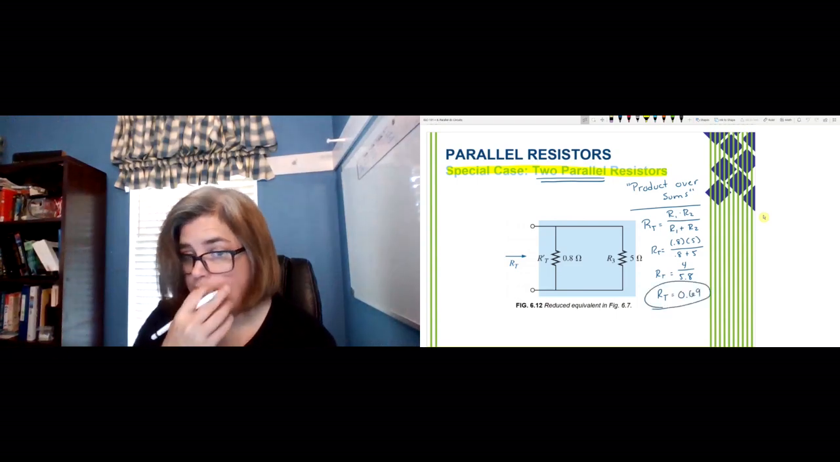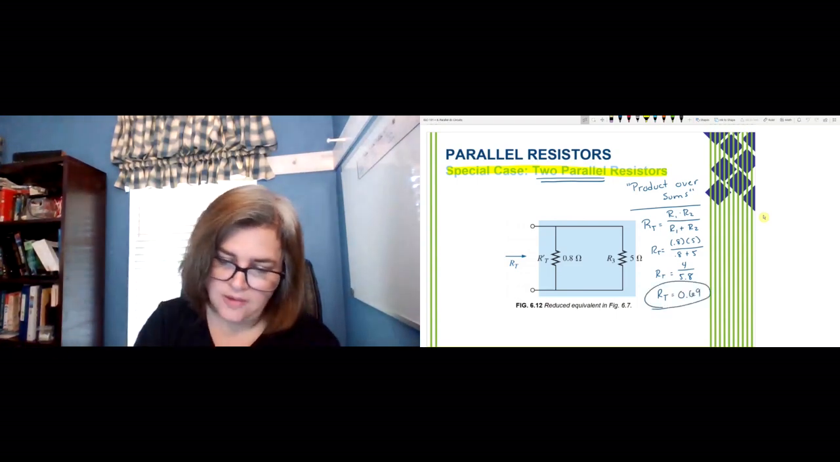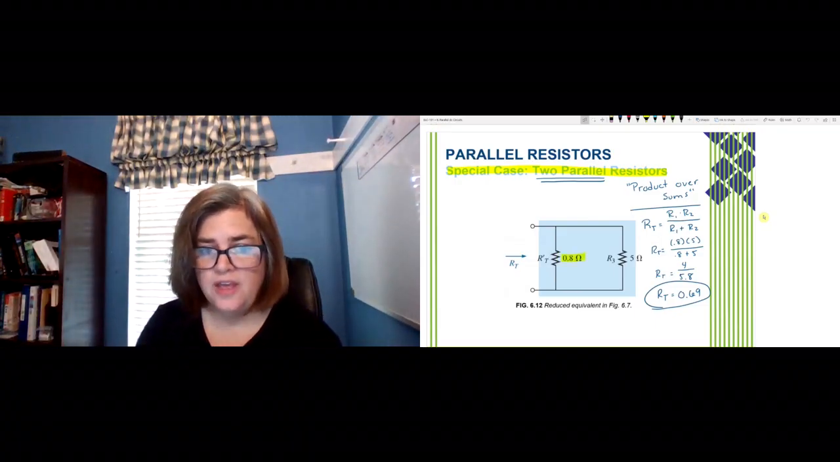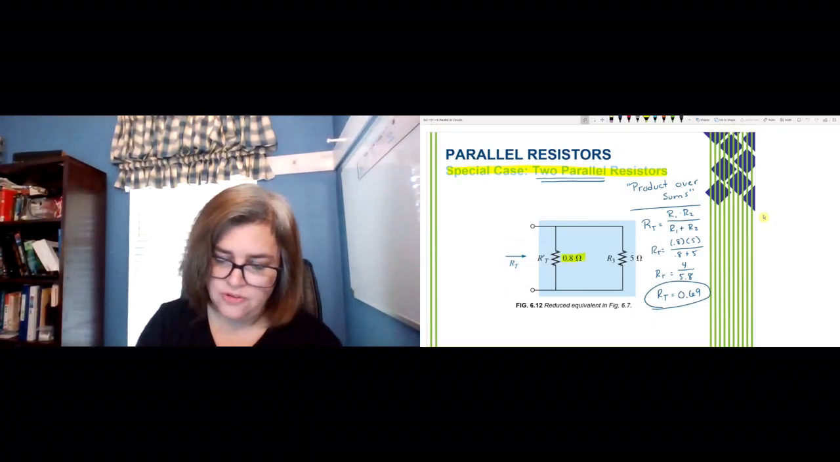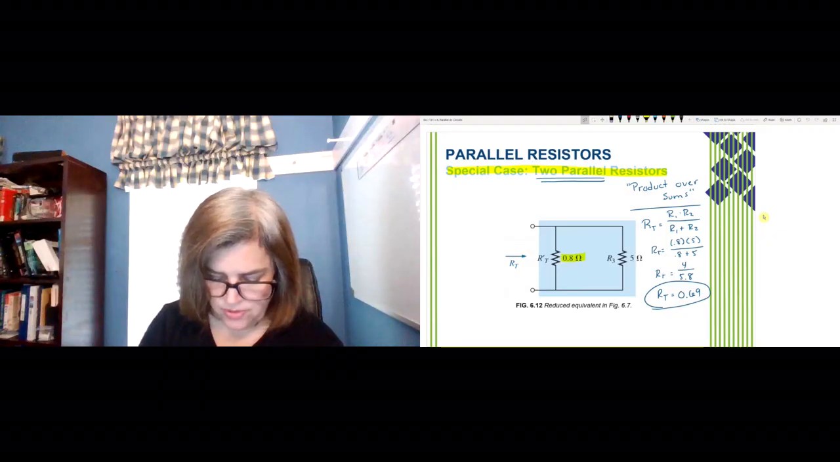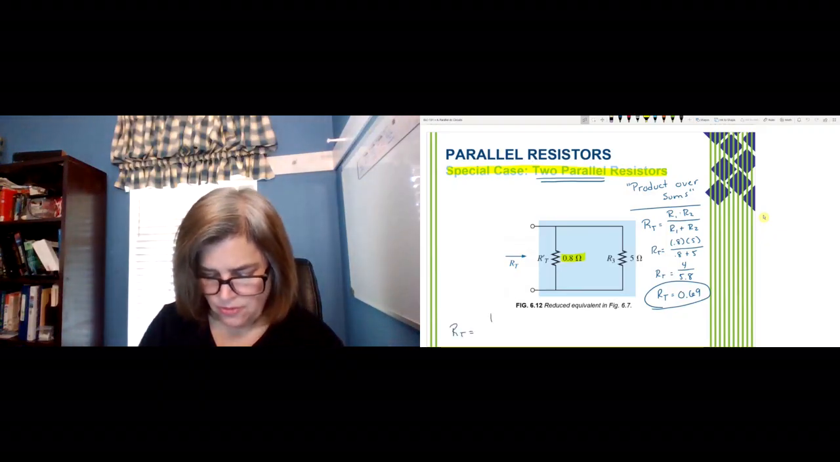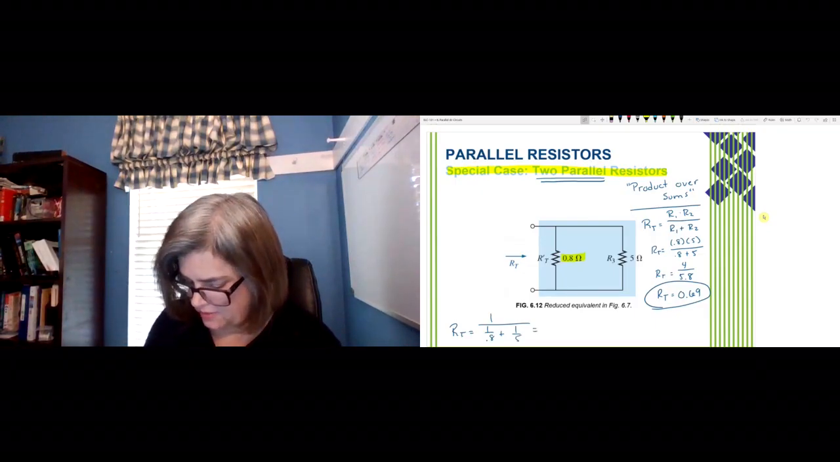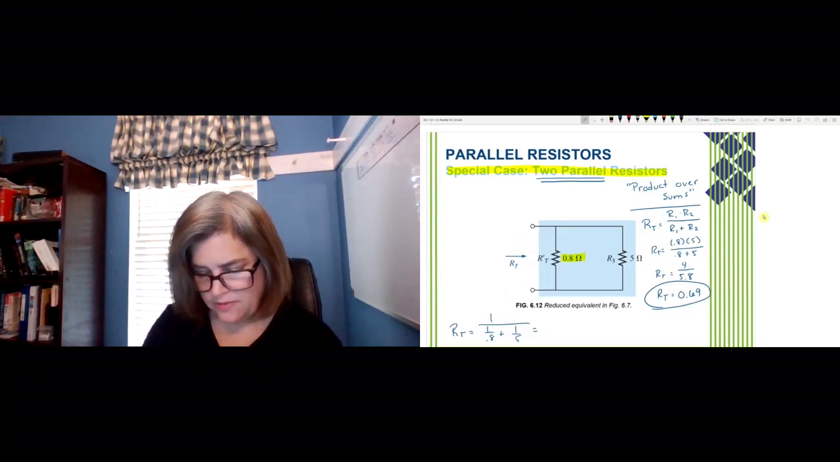Now again, is that correct? Well, it has to be smaller than 0.8, so that's a good sign right there. You could also check this. You could just go back and do this the original way, 1 over 0.8 plus 1 over 5, and see what you get there. 0.8, 5, and I get the same thing, 0.69 ohms.